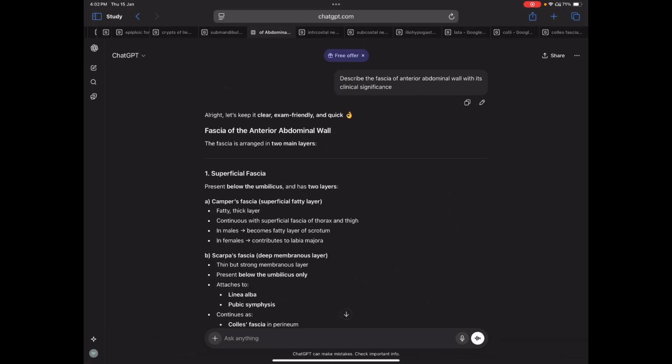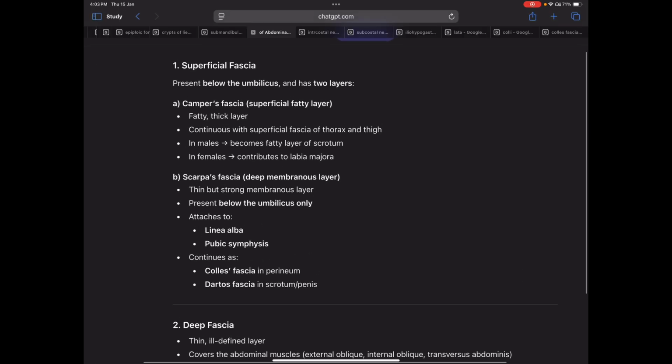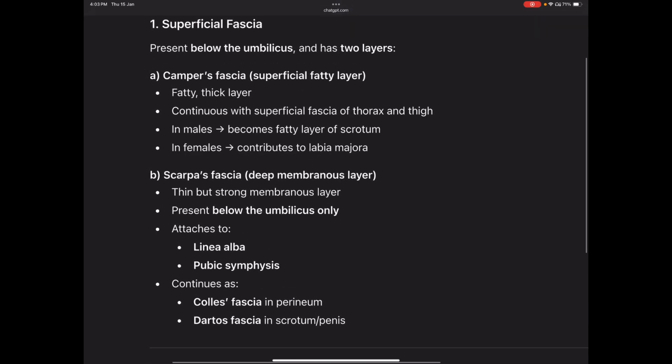It has Camper's fascia, which is the superficial fatty layer, and this is thicker. And then it has Scarpa's fascia, which is a deeper membranous layer, and this is thinner, right? So Camper's means fatty layer and Scarpa's is the membranous layer. And also, Scarpa's fascia, which is the deeper layer, is continuous inferiorly with the fascia of the perineum. Which fascia of the perineum? The superficial fascia of the perineum, and that is known as Colles fascia.